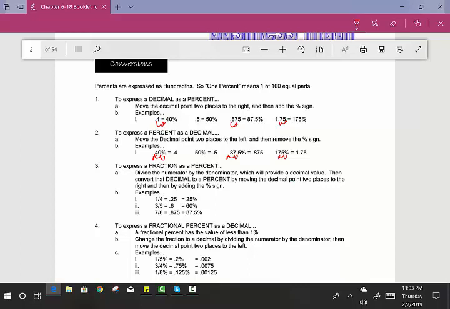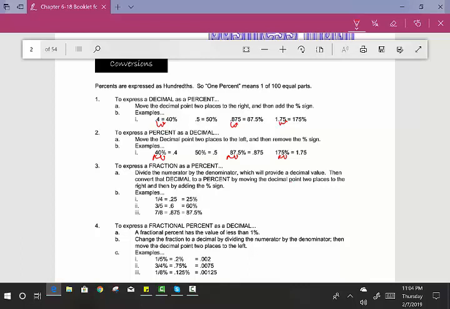Now, number 3, to express a fraction as a percent. Whenever you start out as a fraction, you first convert it to a decimal and then convert it to a percent. So you're going to first divide the numerator by the denominator, which will provide a decimal value, then convert that decimal to a percent, D to P, so we'll move the decimal point 2 places to the right and then add the percent sign. So 1/4, if I entered 1 divided by 4 on the calculator, it would give you a decimal of 0.25. Move that decimal point 2 places to the right to give you 25%.